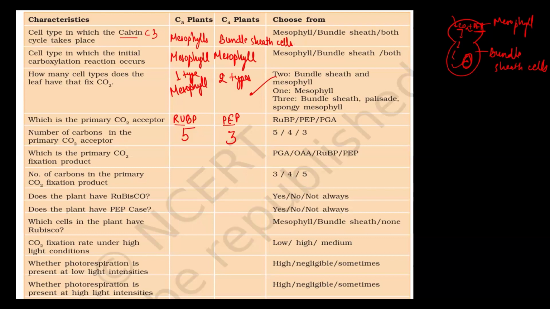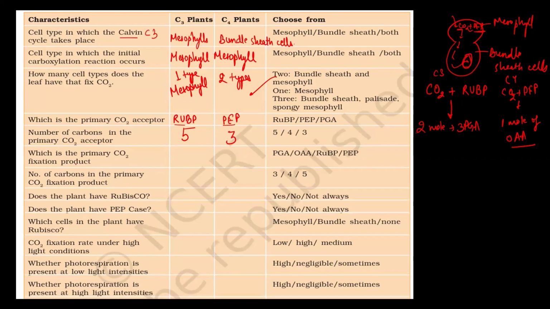Okay, now next is, which is the primary carbon dioxide fixation product? So by this, what it means is that when carbon dioxide comes, it binds to this primary acceptor, right? That in the case of C3 is RuBP, right? And in the case of C4, it is what? CO2 plus PEP, right? Now, this CO2 plus RuBP, what does it form? It forms two molecules of phosphoglyceric acid. It forms two molecules of 3-PGA, right? And this, what does it form? It forms one molecule of oxaloacetic acid, right?